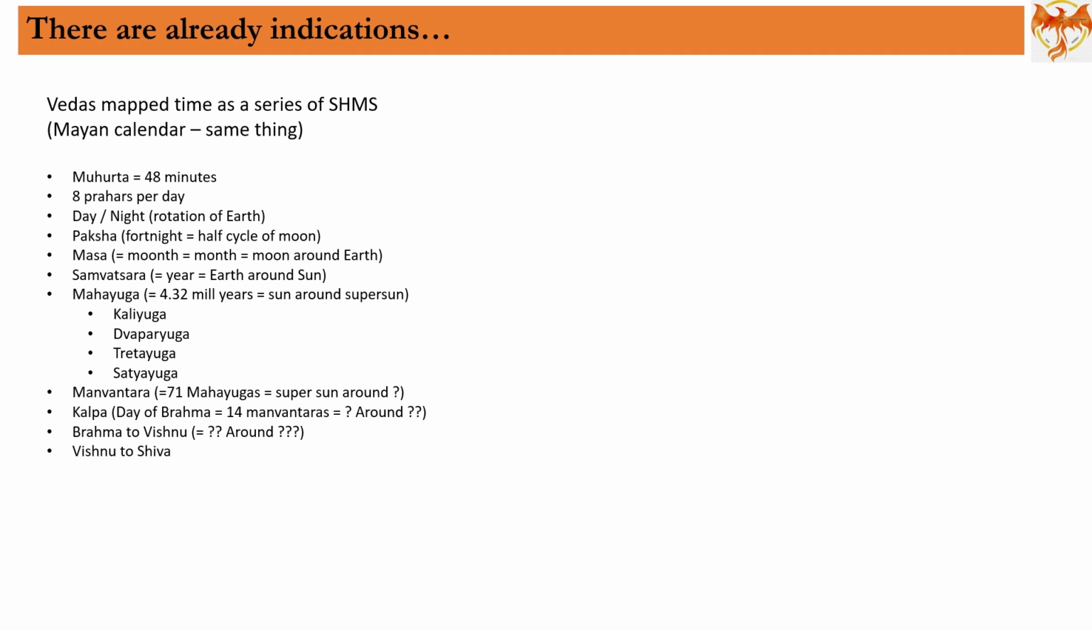Then we've got a Samvatsara or a year, which is the earth moving around the sun. Then we have a Mahayuga, which is, let's say, the sun moving around a super sun, and so on. So basically, it looks like these guys have tracked simple harmonic motions at multiple hierarchies, and they've tracked simple harmonic motions which we are not currently aware of, right? So, for example, we don't know what a Manvantara, Kalpa, etc. might represent actually. But Mahayuga, we might find out that there is a super sun around which the sun moves.